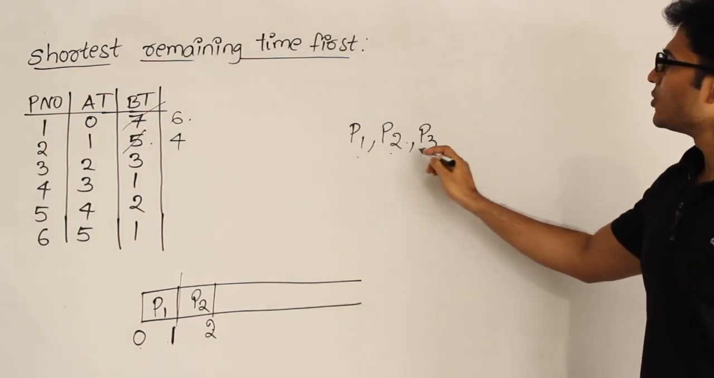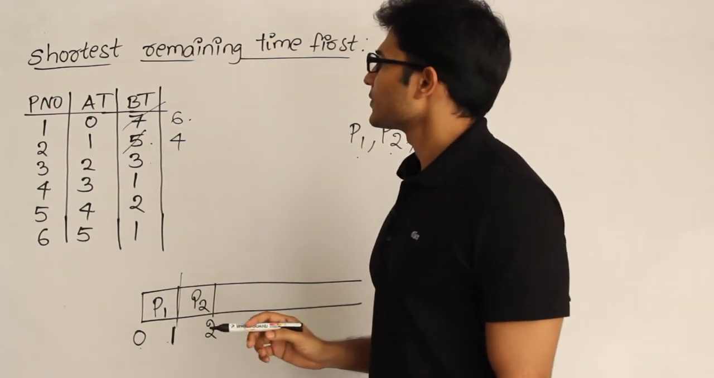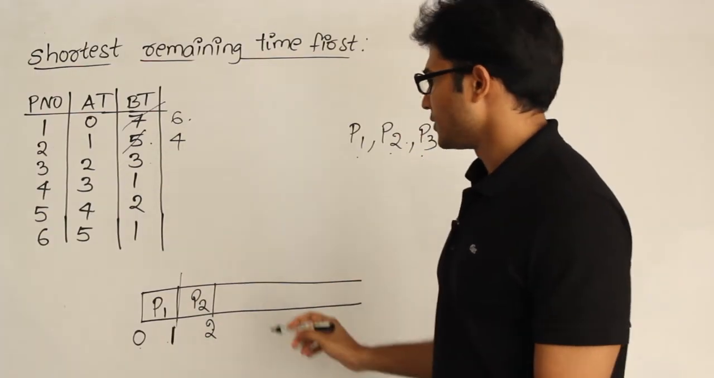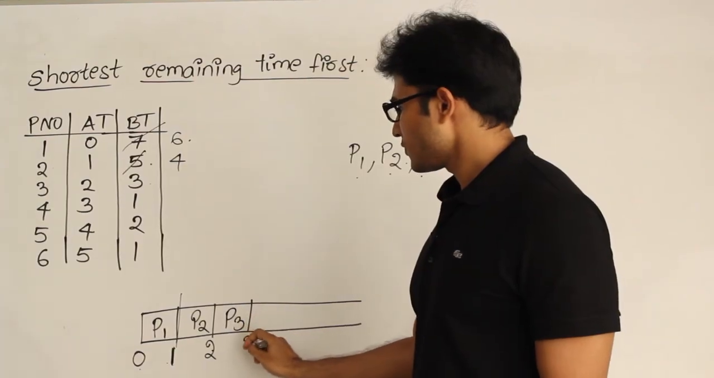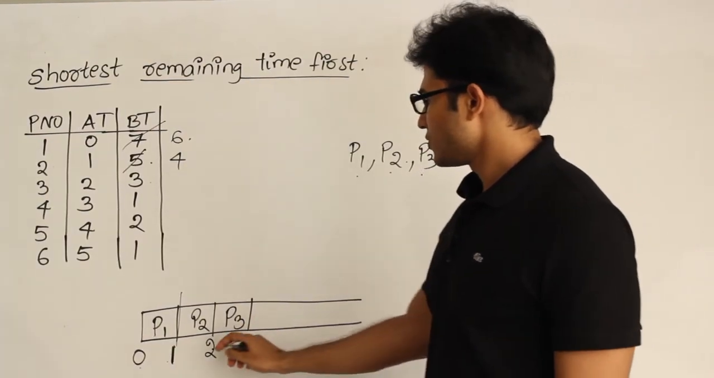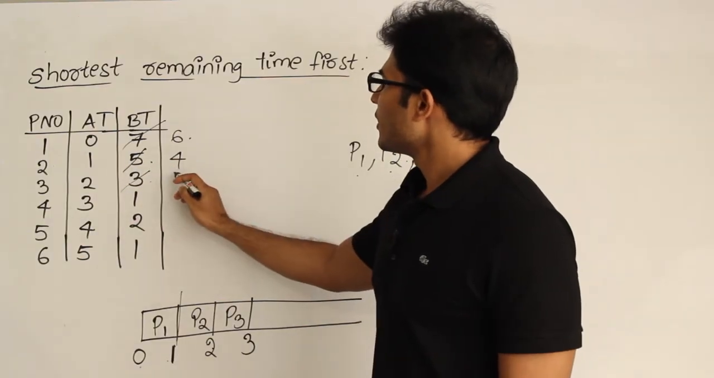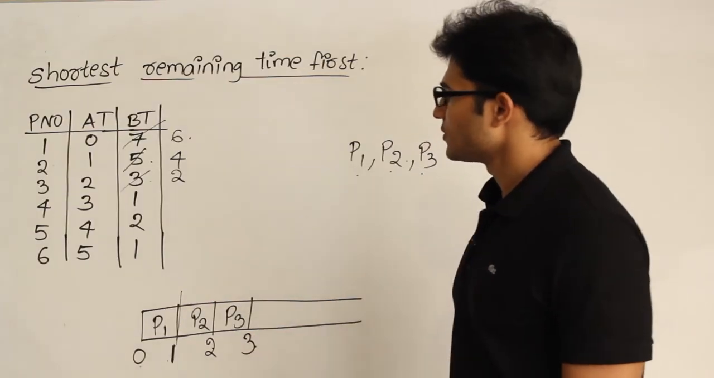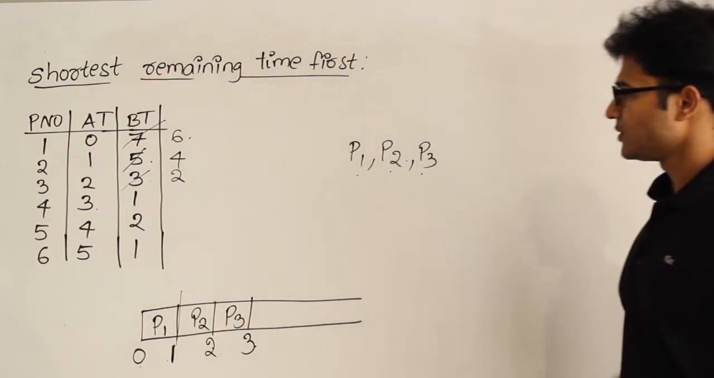Now I have P1, P2 and P3 available, and P3's burst time is 3. Therefore the shortest among all these is P3, so I'll schedule it, just for 1 unit, and then wait. Since I executed it for 1 unit, the remaining time is 2, and now the time is 3. At time 3, one more process arrives, which is P4.